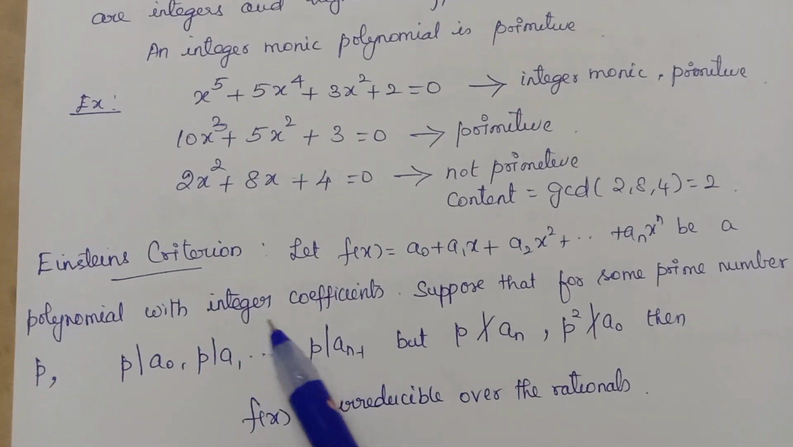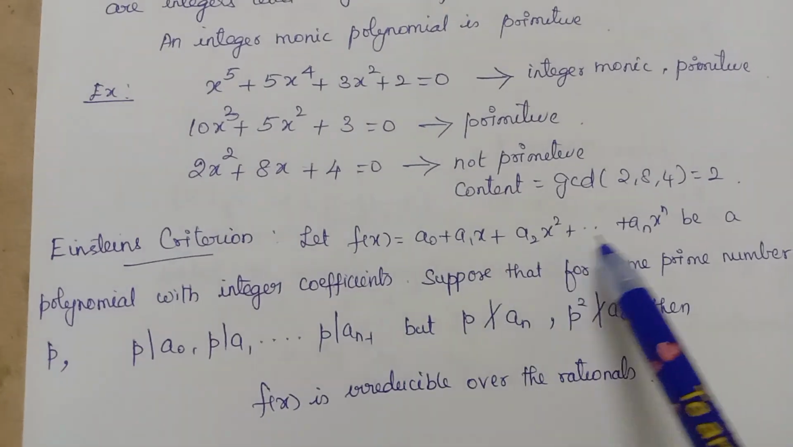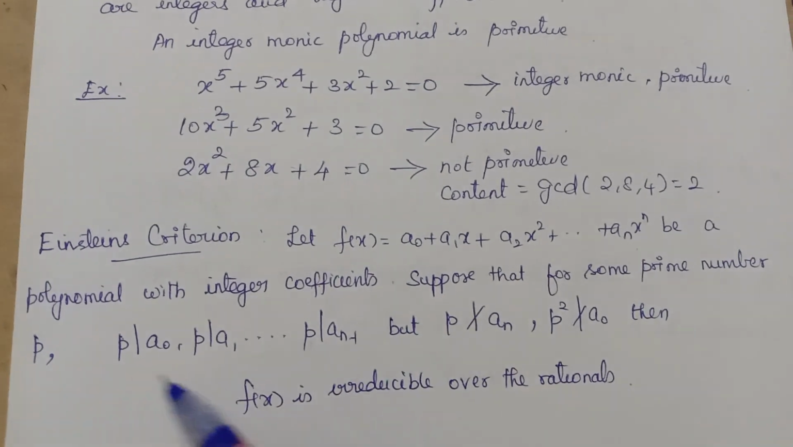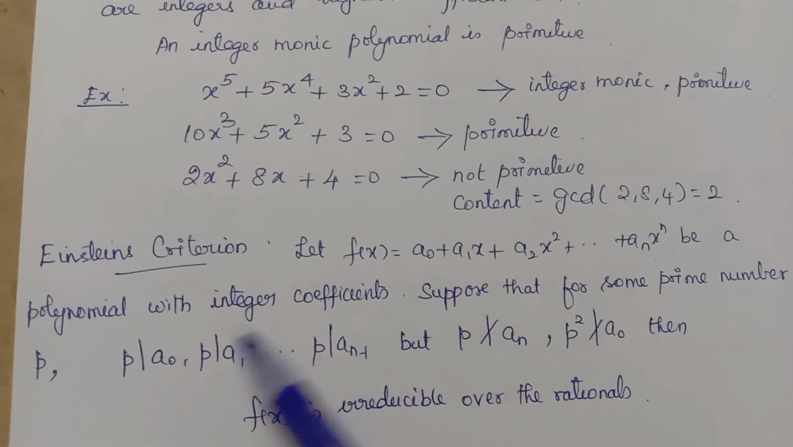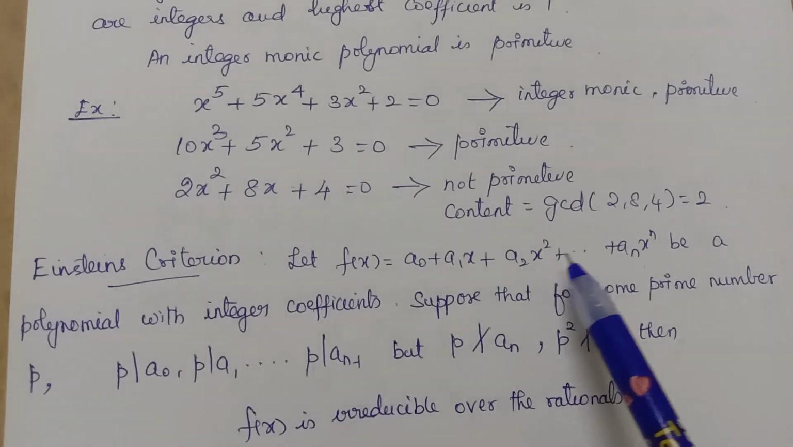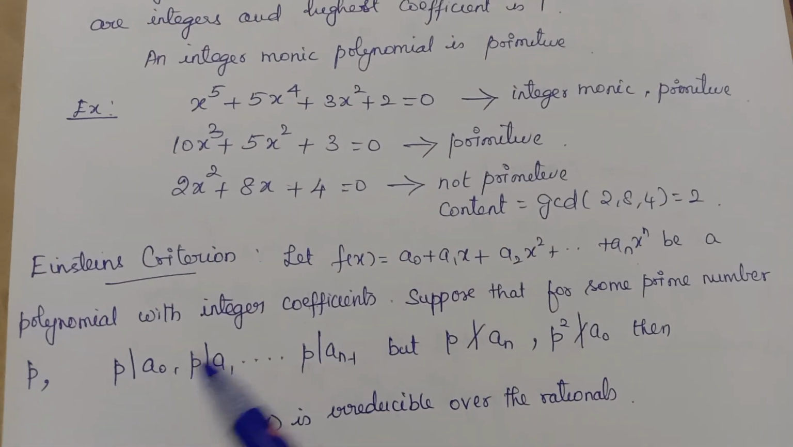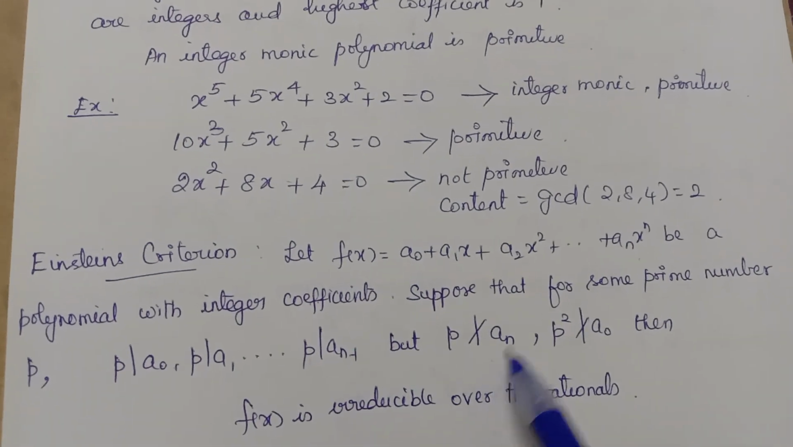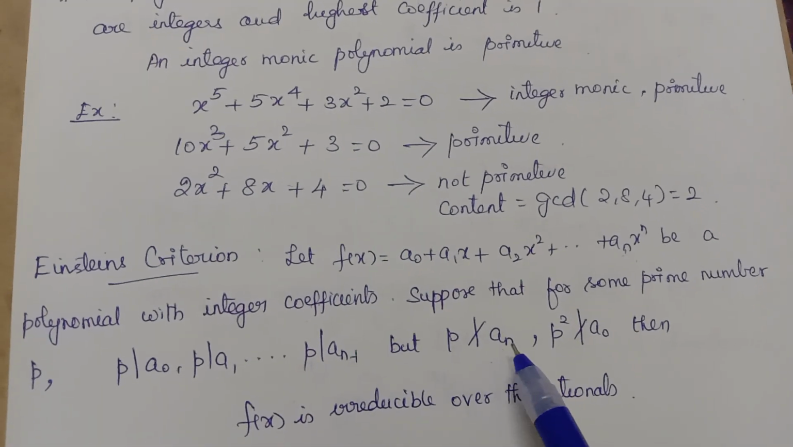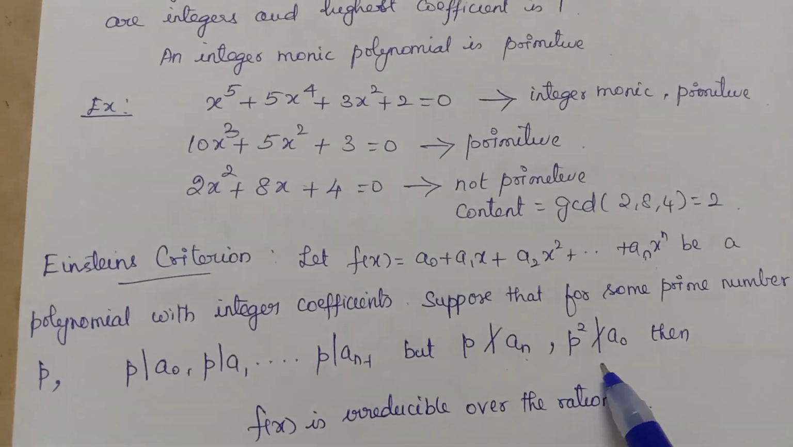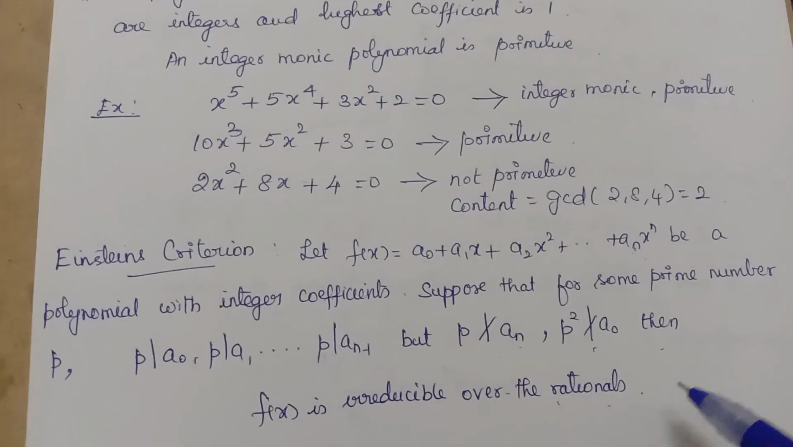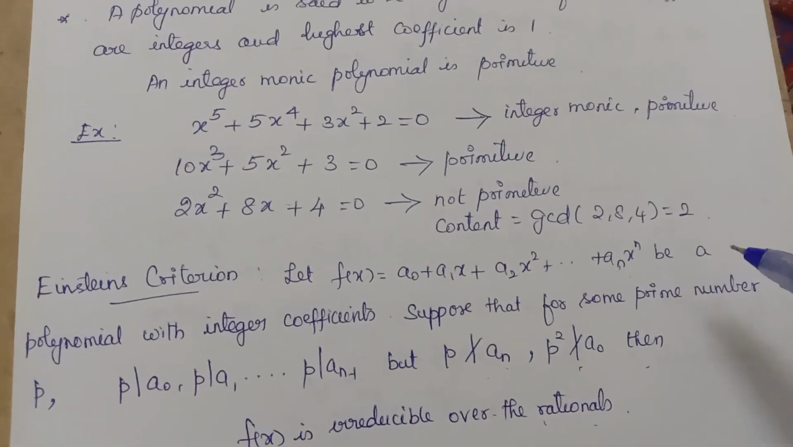Now let's see what Eisenstein's criterion is. Let us take a polynomial of nth degree with integer coefficients. Suppose we have a prime number p such that this prime number divides a0, a1, a2, etc. up to an minus 1. That is, this prime number divides all the coefficients except the nth term an. p does not divide an. Also, p square does not divide a0. In this case, the given polynomial is irreducible over the rational field. Okay, right? This is called Eisenstein's criterion.